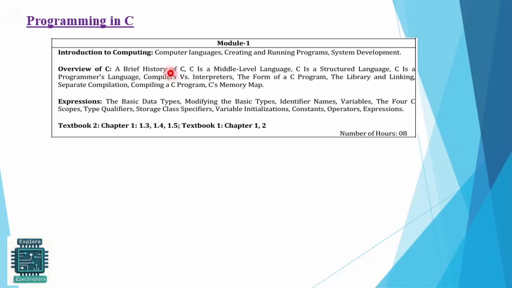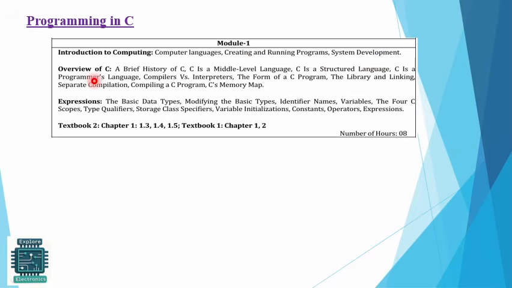In Module 1, it is divided into three chapters, that is Introduction to Computing, Overview of C, and Expressions. Before actually going to the overview of C, the core concepts, they have included the Introduction to Computing concept. Here you will learn about all the computer languages, how we will create the program and how we will execute it, and what all the processes included in between these two actions, and the system development.